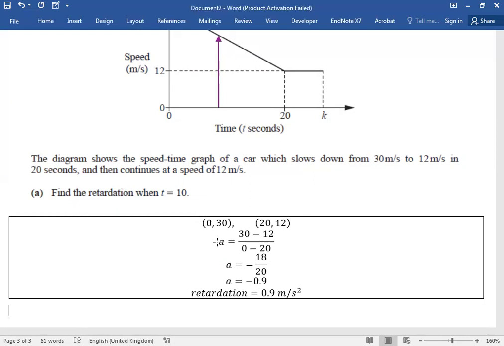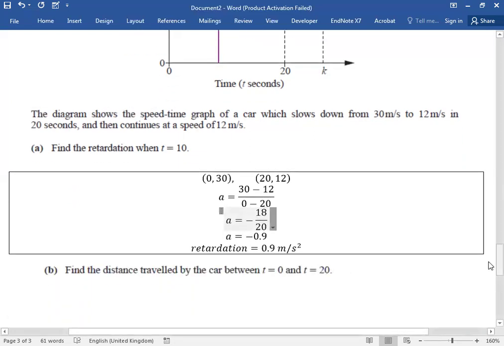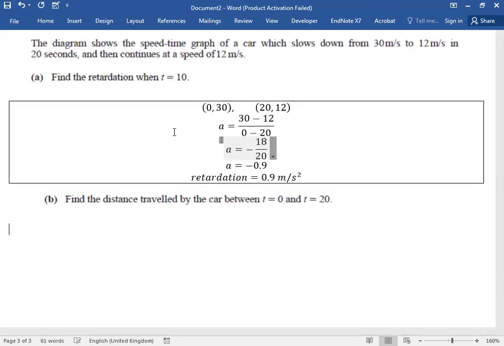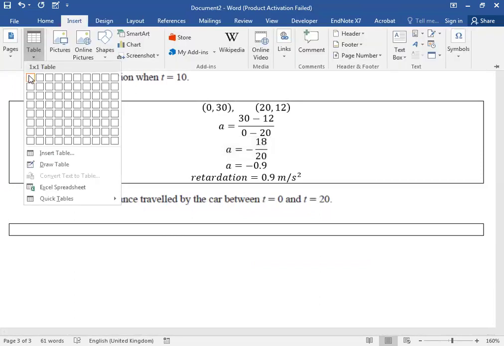Next part, the question is asking the distance traveled by the car between t equals 0 and 20. How do I find the distance? Area under the graph. What shape is this from 0 to 20? Trapezium hai. What are the 2 parallel sides? Vertical wali, one is 30 and the other is 12. And what is the height? 20 is the height of the trapezium. Or you can take triangle and rectangle and add them. Triangle or rectangle bhi le sakte ho, but use trapezium. Be smart about it, because eventually we have to use the areas of trapezium, right?